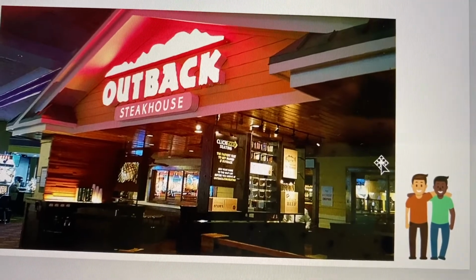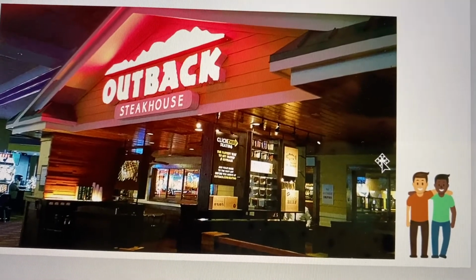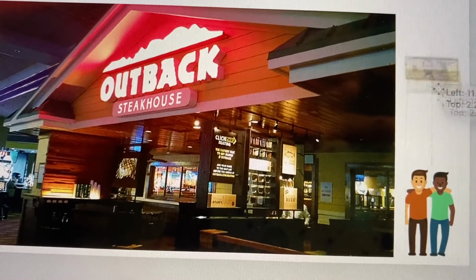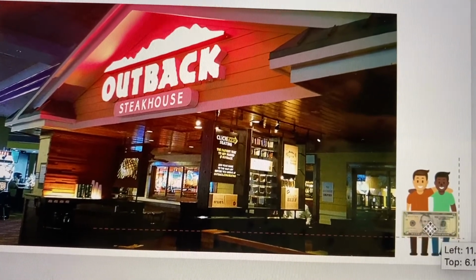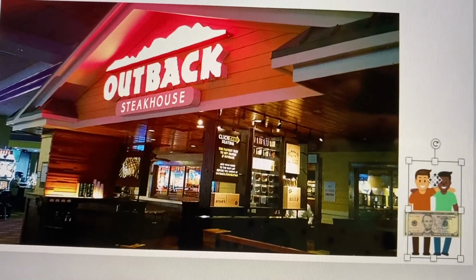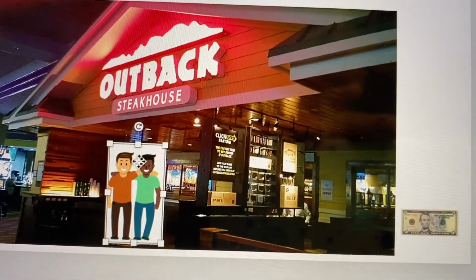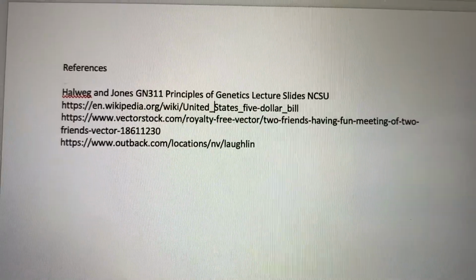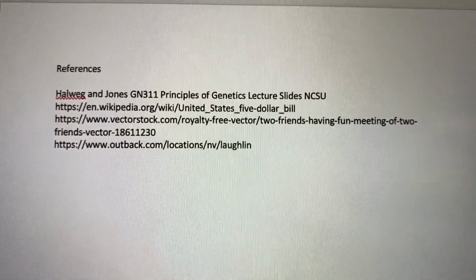However, to ensure that your friend comes along for the fun, an inducer or small molecule is needed. An inducer would be giving your friend $5 to come along to put towards their meal. Due to this inducer, they are now willing to go out to eat at the restaurant, resulting in transcription occurring.